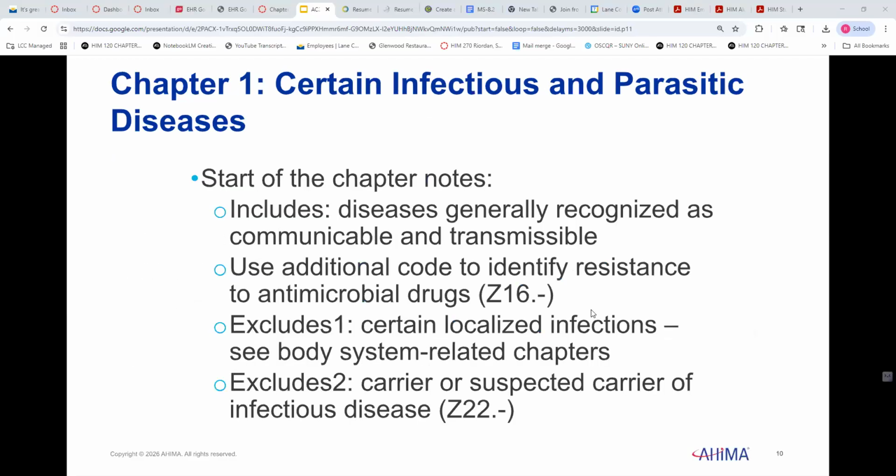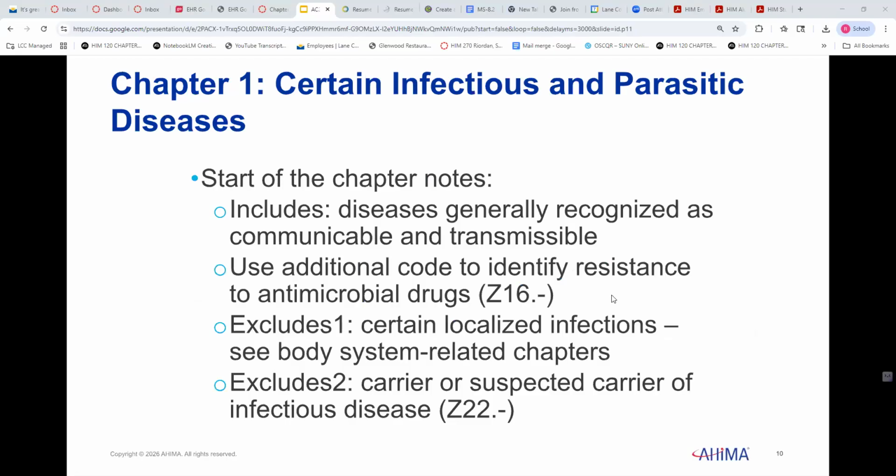So with the start of the chapter notes, we have diseases generally recognized as communicable and transmissible. You'll see some things in the code books to use additional code to identify resistance to antimicrobial drugs from the code category Z16. You still need to completely code the rest of it. And excludes one and excludes two.